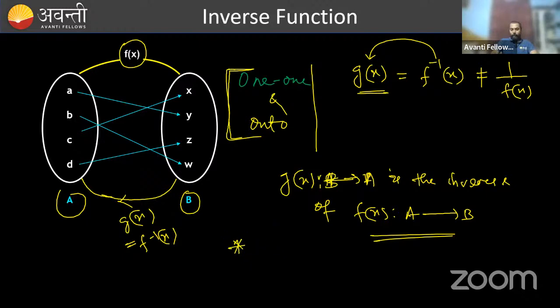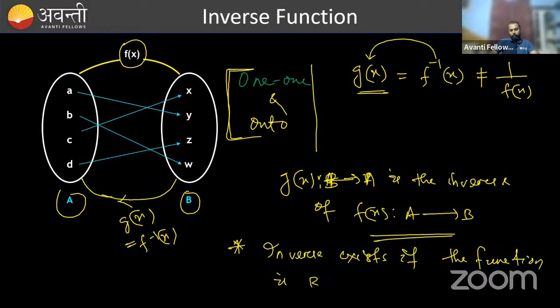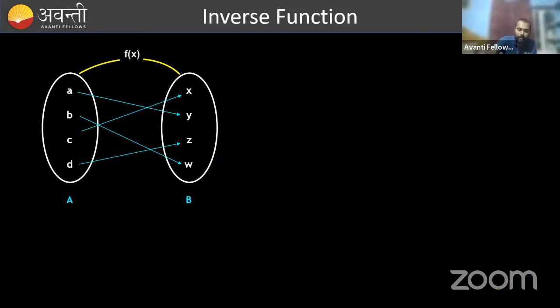Note karo, inverse exists if the function is bijective. Bijective means it must be 1 1 and onto. Okay, so you can ask, sir, if the function will not be 1 1, what will happen? If the function will not be onto, what will happen? Let's see. Let's understand this thing also. It's very simple.